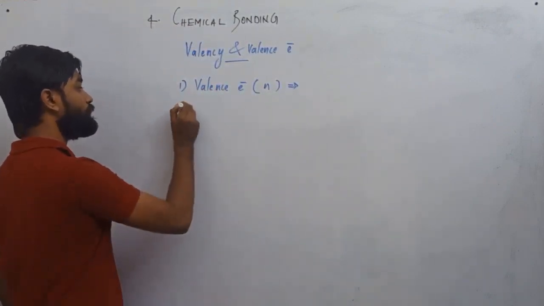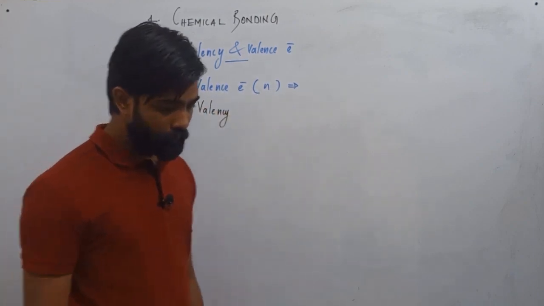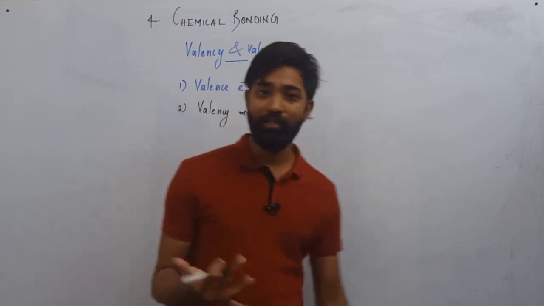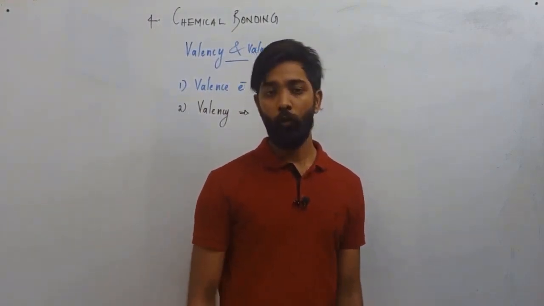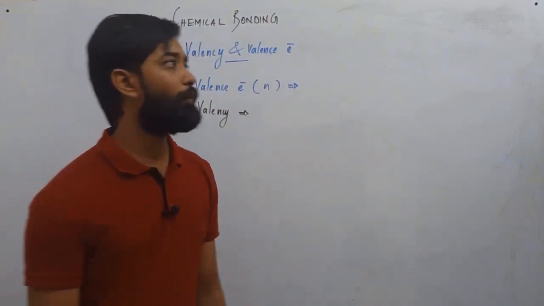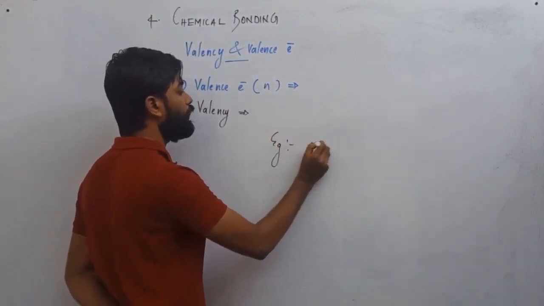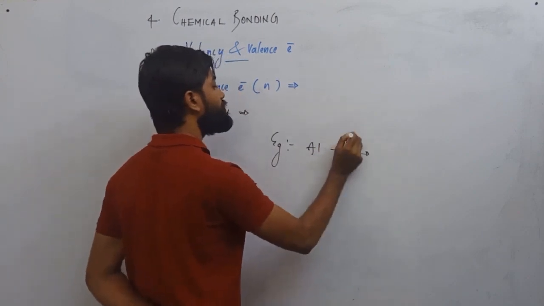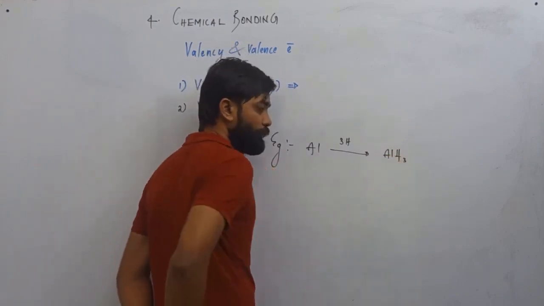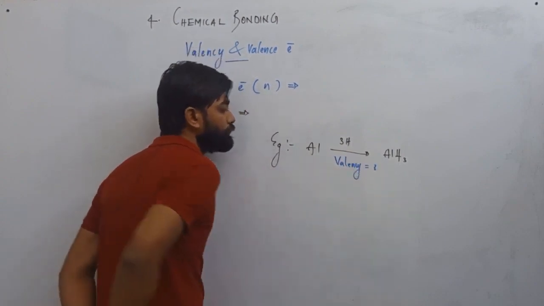Okay, so the next term, that is valency. What is valency actually? Valency is the combining capacity of an atom with hydrogen. That is simply defined as valency. So write down, it is the combining capacity of an atom with hydrogen. Okay, and you can show some examples. Aluminum has a combining capacity with hydrogen of 3, and you know aluminum can exist as AlH3. So the valency of aluminum is 3. Okay, fine.